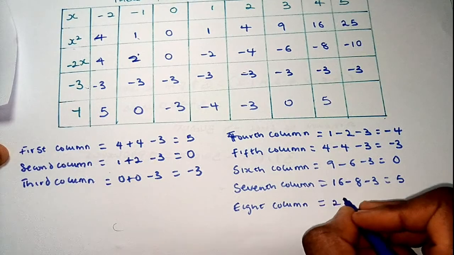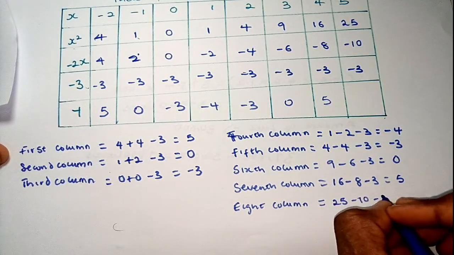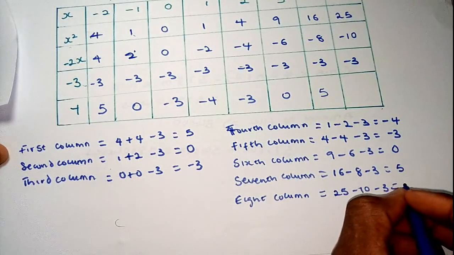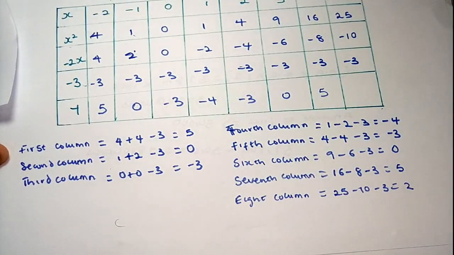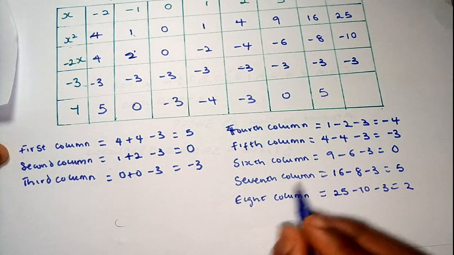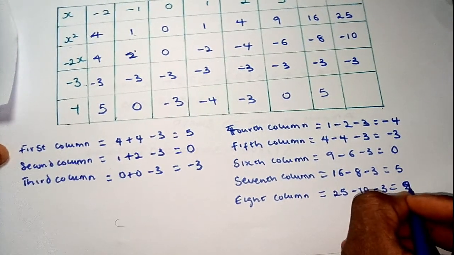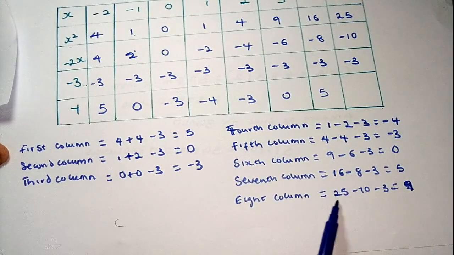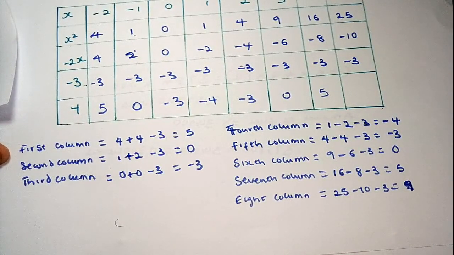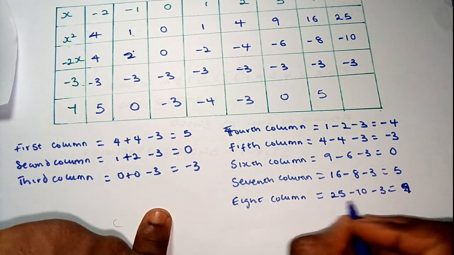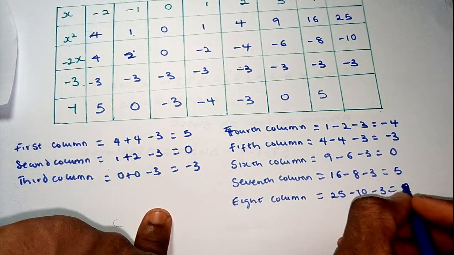we have 25 minus 10 minus 3. So that will give us 5 minus 3, 2. Sorry, 12 minus 3. 12 minus 3 will give us 9. Sorry. So that's the point of accuracy I was talking about. So 25 minus 10 actually is 15. Whoa. I said 12. Okay, 15 minus 3. 15 minus 3 will give us 12.